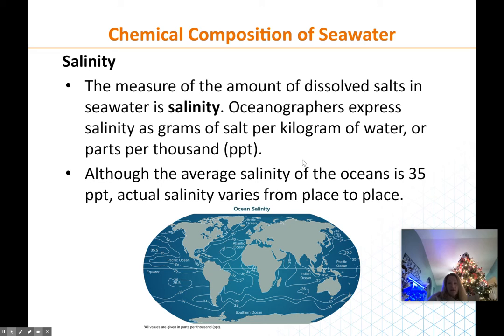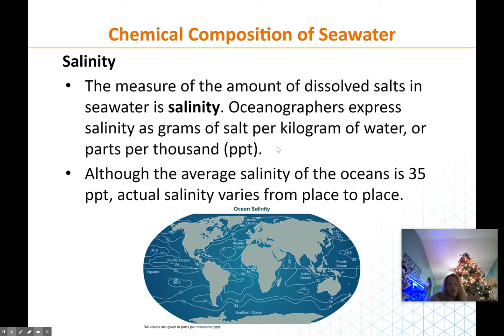All right, and then salinity varies too. So salinity is the amount of dissolved salt in seawater. So salinity varies. If it's very hot, then it's going to be very salty because we've got evaporation occurring. And when evaporation occurs, salt's left behind. So water is the only thing that goes up into the atmosphere. And we measure this in parts per thousand.